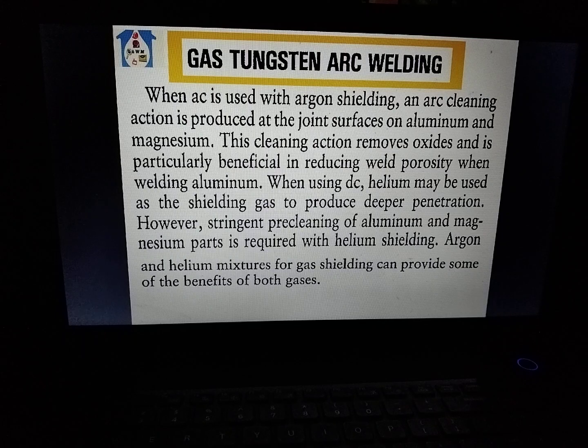When using DC, helium may be used as the shielding gas to produce deep penetration. However, stringent pre-cleaning of aluminum and magnesium parts is required with helium shielding. Argon and helium mixed gas shielding can provide some of the benefits of both gases.